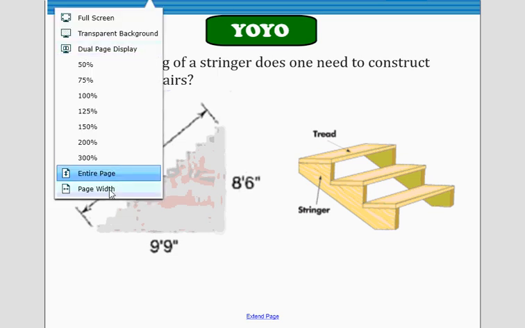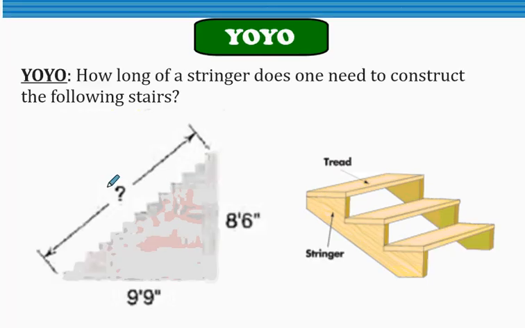This again comes from a construction situation. How long should the stringer be if we're going to construct the following staircase? The stringer is the side of the stairs that supports the steps, like on a patio or a deck. So the picture looks like this. We really want to know how far it is from there to there, and here's our right triangle.